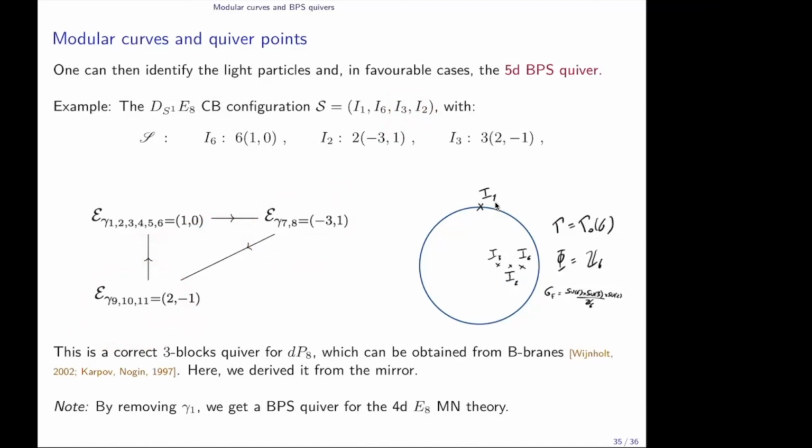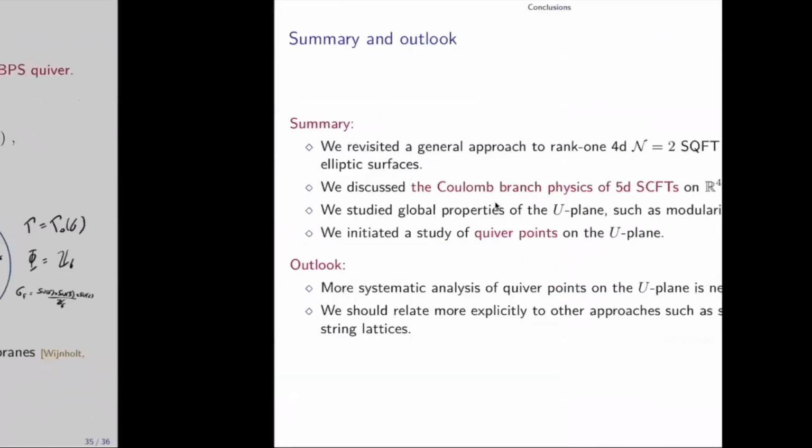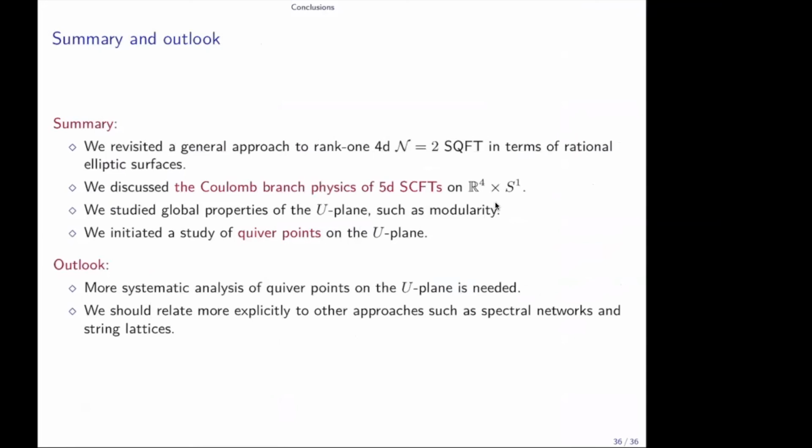an 11 node quiver, which has a 3-block structure. The block means that all the possible arrows that I can draw go between different blocks, and there are no arrows within a given block. So this is actually a known quiver, going all the way back to work by mathematicians Karpov and Nogin, '94, a known quiver for local dP8. And by the way, if you remove one node here, which is one of the Higgs flows we did before, you can also get a BPS quiver for the 4D E8 Minahan-Nemeschansky theory.